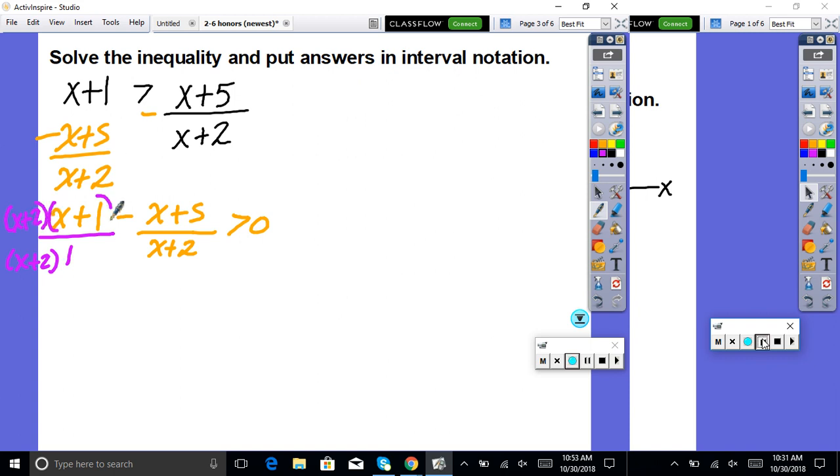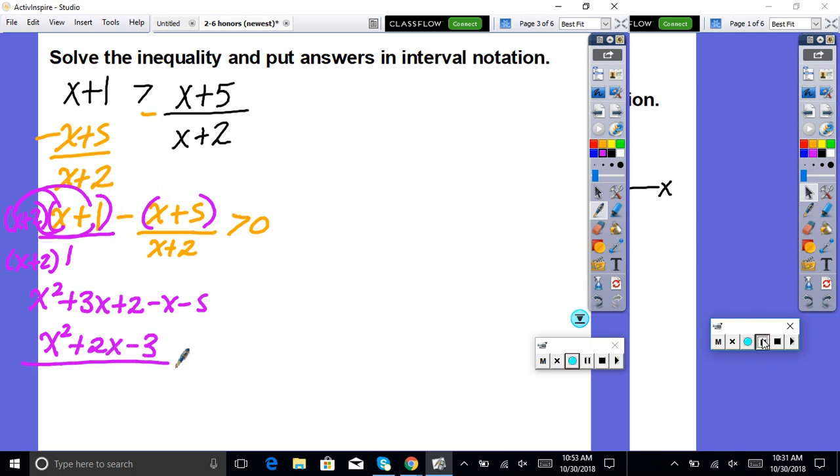With two terms, you need parentheses, so now we're multiplying out and combining like terms in our numerator. So it looks like we're going to have x squared plus x plus 2x, so that's plus 3x. Then we have plus 2. Then we distribute our negative through, which is minus x minus 5. In our numerator, we have x squared. Then it looks like we have plus 2x. And then we have minus 3. And in our denominator, we have x plus 2. And that's it, right? Okay.